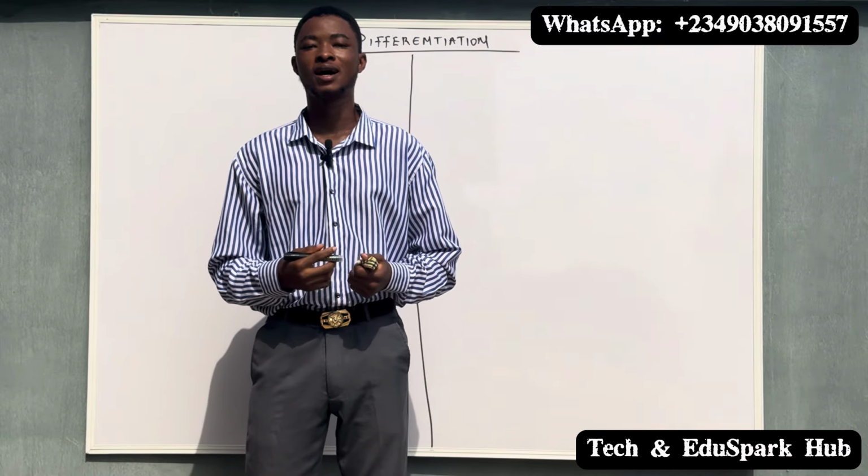So what do we understand by differentiation? By definition, differentiation is the change in a parameter or variable with respect to another parameter or variable. That is a simple definition of differentiation. Let's take an example and explain this together.